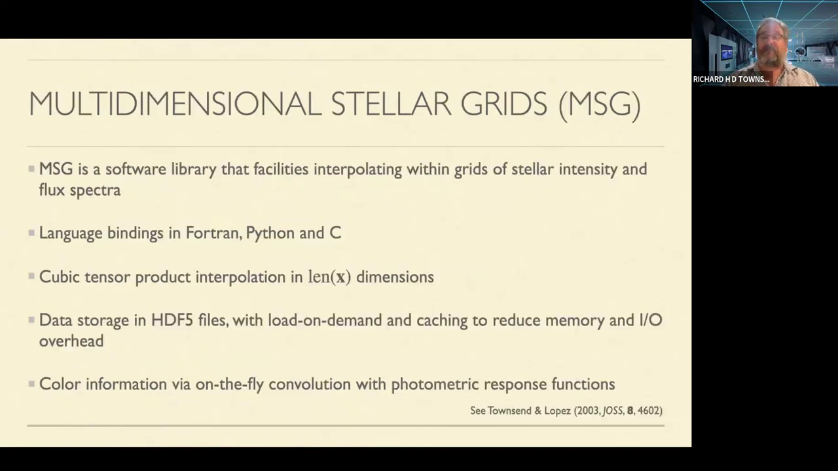So this is where Multidimensional Spectral Grids comes in. This is a software library that facilitates interpolating within a pre-existing grid of stellar spectra. It doesn't actually calculate the spectra for you. You've got to get those from somewhere else, get them into MSG's internal format, but then MSG makes things very straightforward for you to calculate a spectrum for any combination of photospheric parameters that lies within the outer boundaries of the grid. And you can do this from Fortran, Python, and C, which I think are probably the three most favored languages in astrophysics.